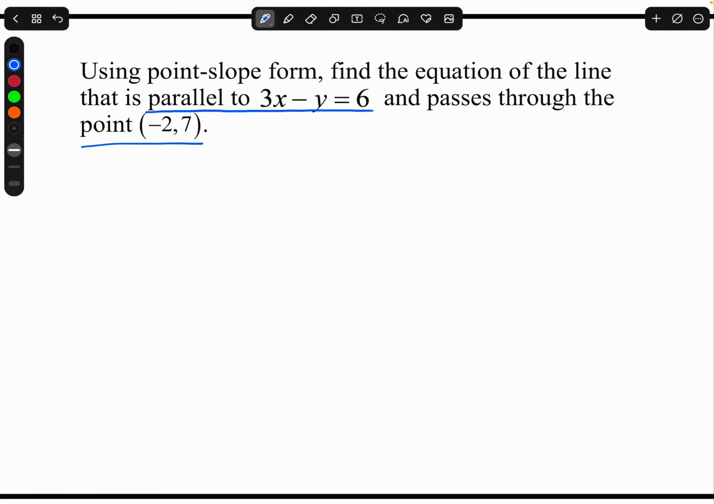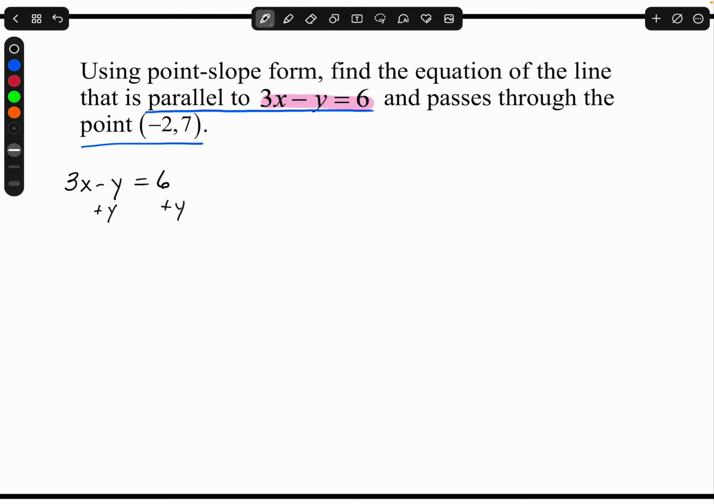All right, so it needs to be parallel to this equation and passes through this point. So what we need to do here is come up with the slope of this line. There are different ways to do it. It's in standard form. You could use your -a/b thing, but I'm sure a lot of us don't remember that. So if you don't, we'll just put it into slope-intercept form, right?